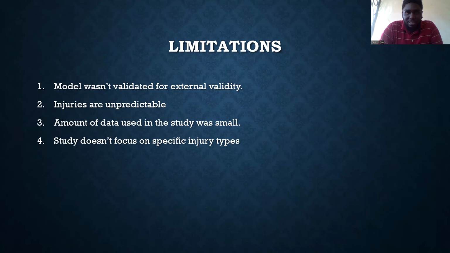external validity. Injuries are unpredictable. The amount of data that is used in the study was small. The study doesn't focus on specific injury types. I've already mentioned that in the risks.